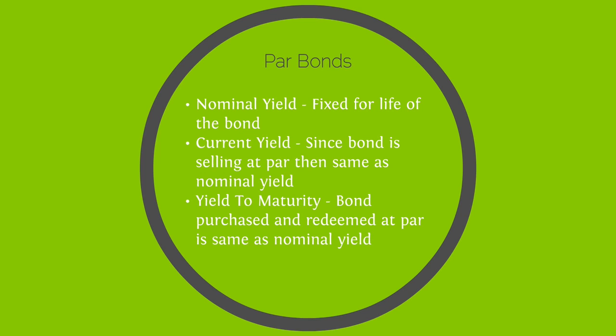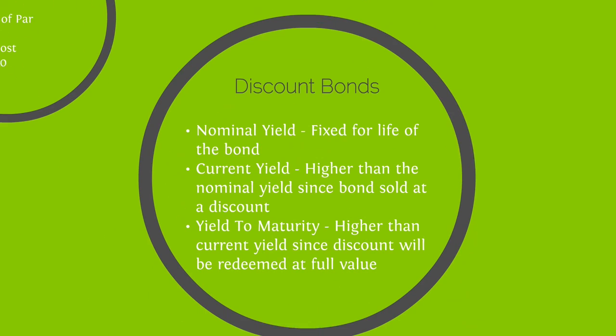And the current yield is, since the bond is selling at par, the same as the nominal yield. There's no change. The yield to maturity is also the same as the nominal yield, since again this bond is at the current market rates. Now these different yield calculations change when interest rates start to move around.